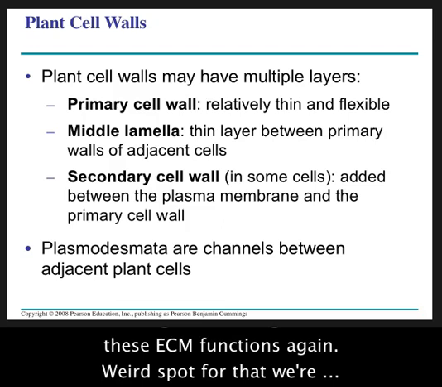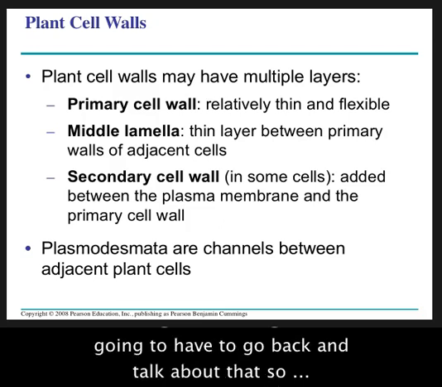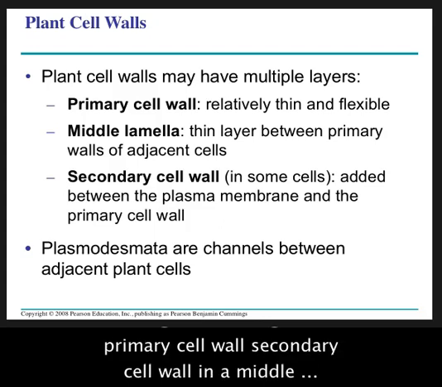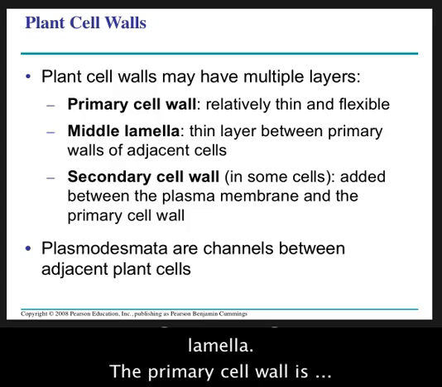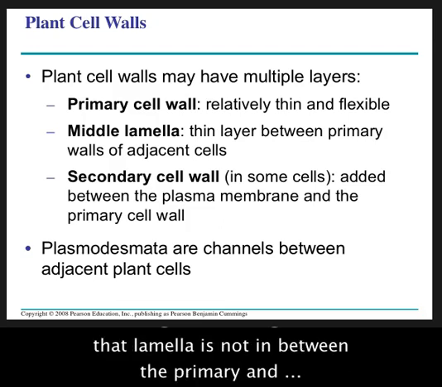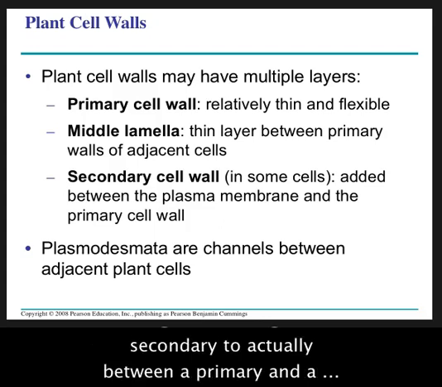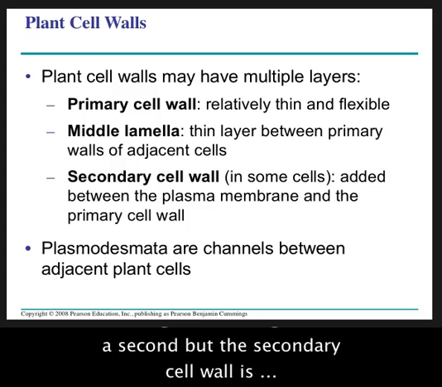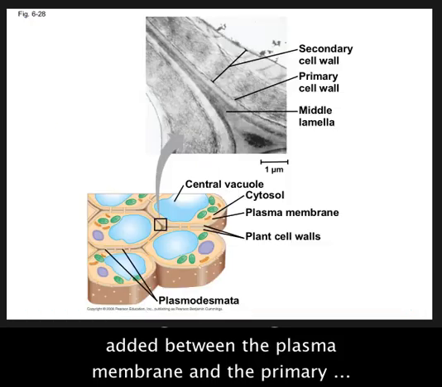So plant cell walls have multiple layers. They have a primary cell wall, a secondary cell wall, and a middle lamella. So the primary cell wall is relatively thin, it's flexible. There is a middle lamella, so that lamella is not in between the primary and secondary. It's actually between a primary and a primary of another. So we'll look at that visually in a second. But the secondary cell wall is added between the plasma membrane and the primary cell wall. Okay, so let's take a peek at that.